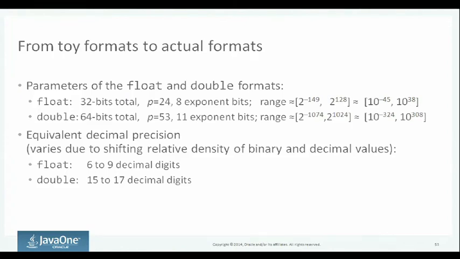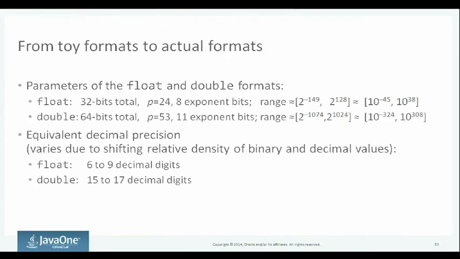All right, so we talked about these toy floating point formats. What do the real floating point formats look like? Well, they're a lot bigger. We have the float format that's 32 bits, 24 precision bits, 8 exponent bits. It has a range in binary and decimal. The double format's bigger, 64 bits, much larger precision, larger exponent range too. So double can represent values that are both much smaller in magnitude and much larger in magnitude.